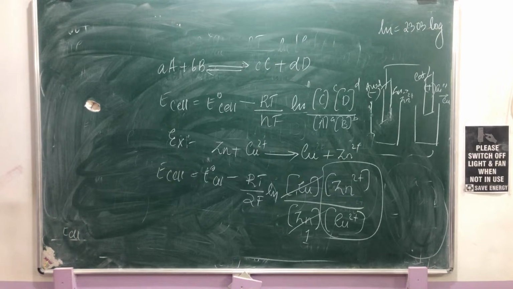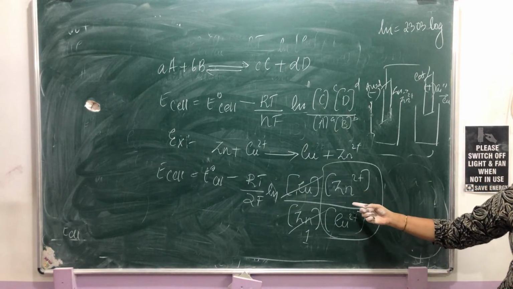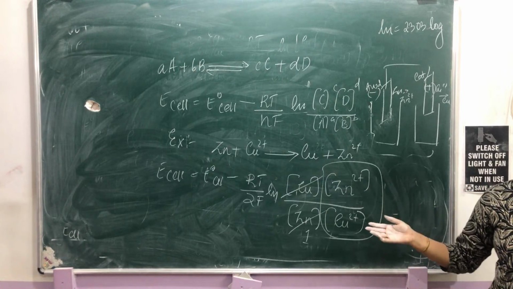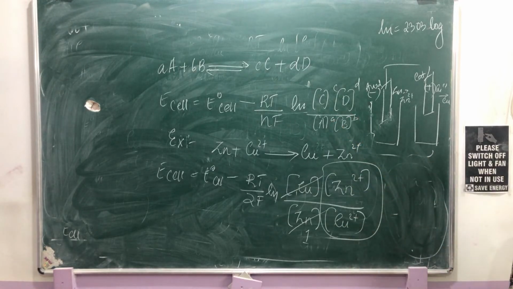Why is there a need for the Nernst equation? Because till now we had taken all the concentrations as 1 molar. Here I can put any concentration, right? I can write it as 0.001. I can find it anywhere. So we started with the Nernst equation. What is the equation?